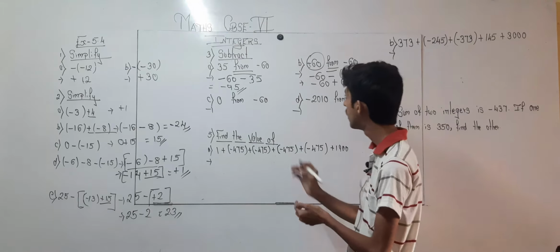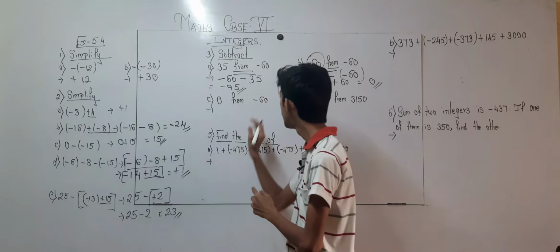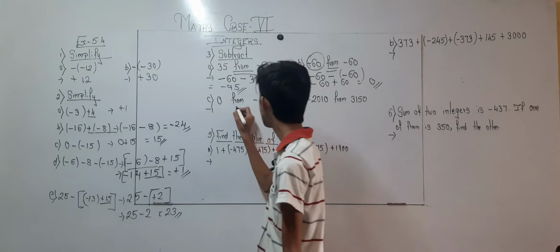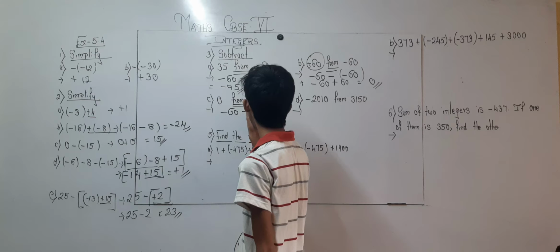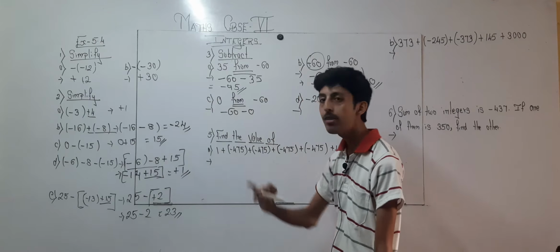Now moving on to question number 3. 0 from minus 60. Again over here, minus 60 minus 0. Now 0 is not having any sign.